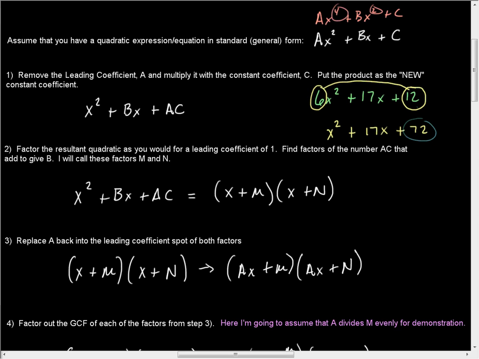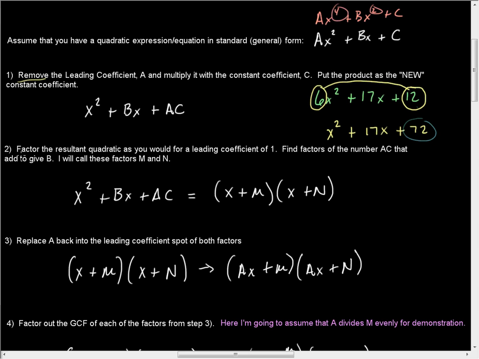Okay, now, so we've got part 1, step 1: remove the leading coefficient a and multiply it with the constant coefficient c, 6 times 12. Put the product as the "new constant coefficient" and remove it. Okay, like I said, remove that leading term. It's no longer there.